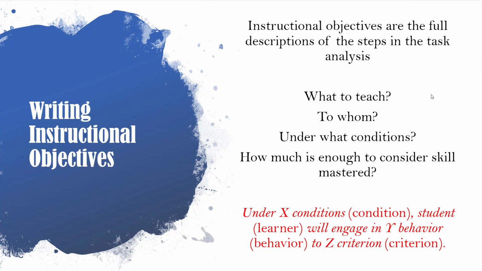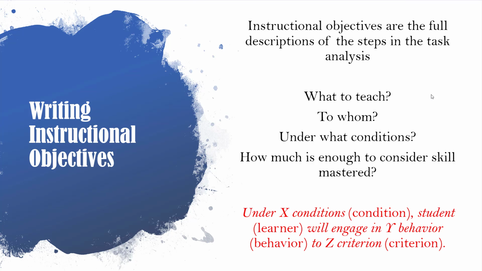Okay, last thing we're going to talk about are instructional objectives. So instructional objectives are the full descriptions of the steps in the task list. So this is, with each step in your task list, what are you going to teach, who are you going to teach it to, under what conditions, and how much is enough to consider the skill mastered. So all this is kind of coming into play with your acquisition, your fluency, your generalization, everything like that.